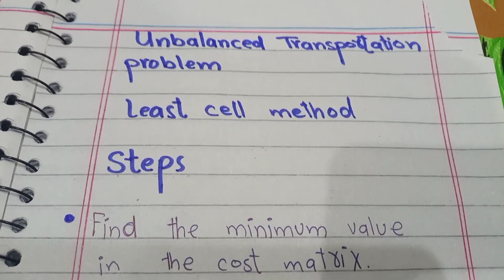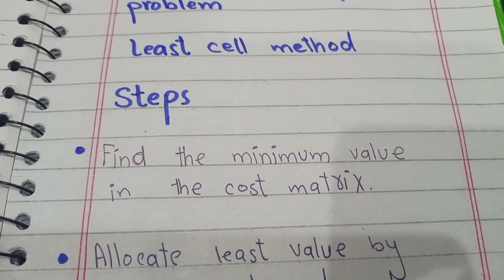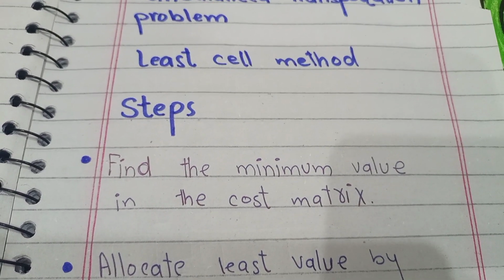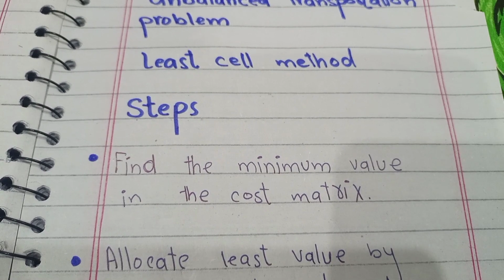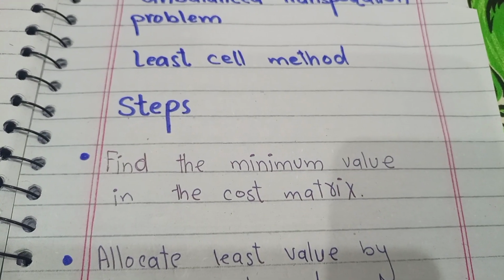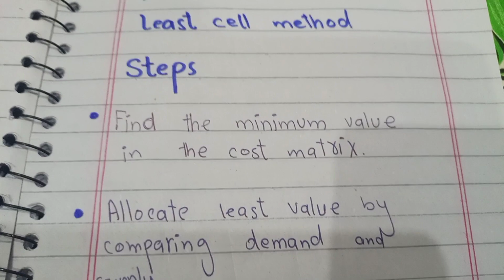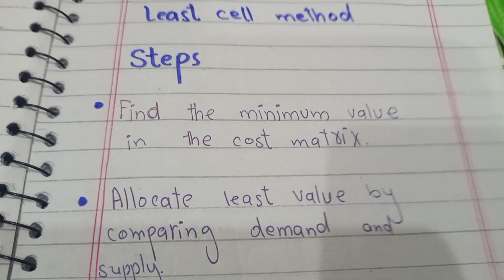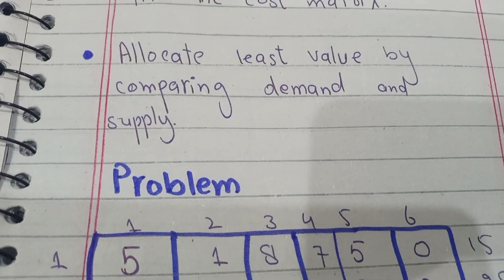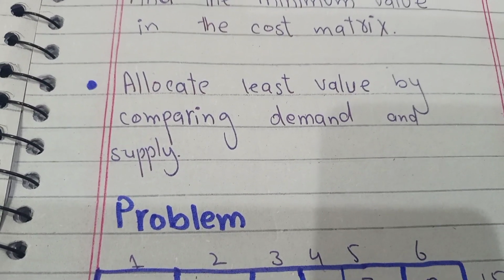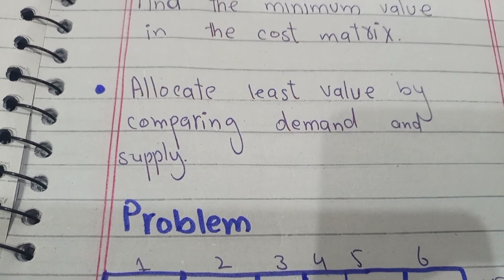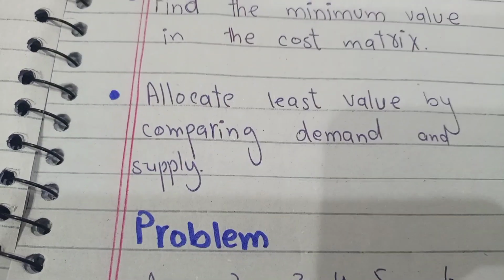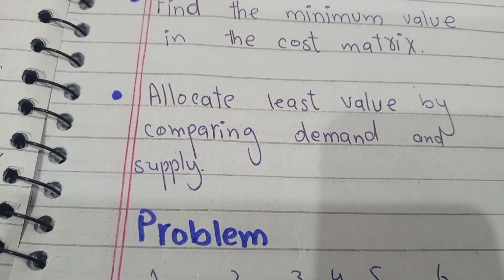Now the steps are: the first step is to find the minimum value in the cost matrix. After finding the minimum value, the next step is the same as the first method, northwest corner method. We have to allocate the least value by comparing demand and supply. After that, as in the northwest corner method, we add the allocated numbers, the sum of allocated numbers, and we calculate it, and the optimum solution will be obtained.